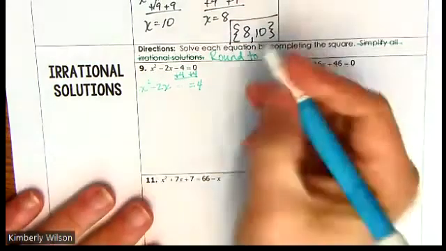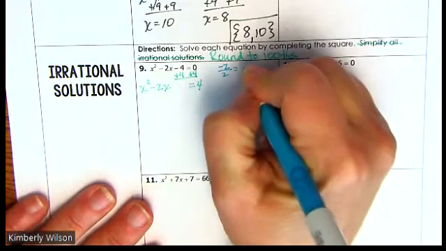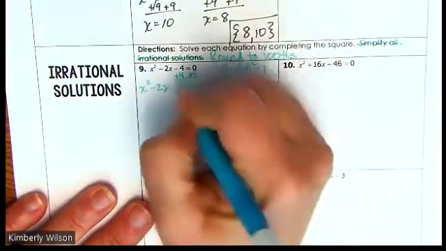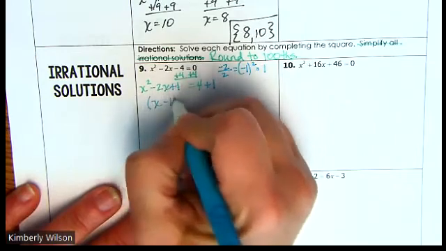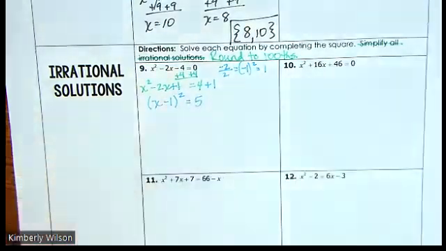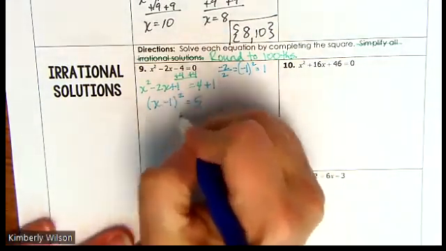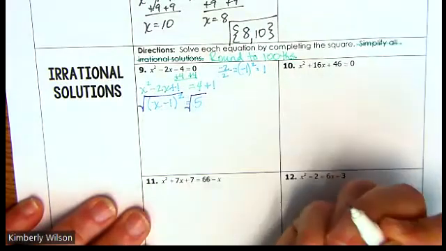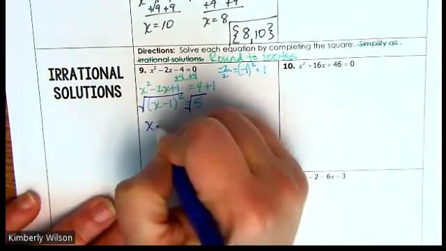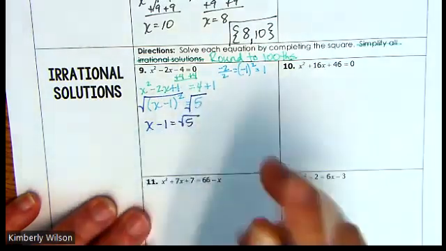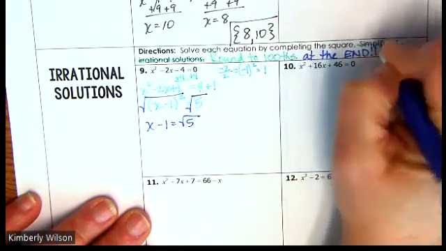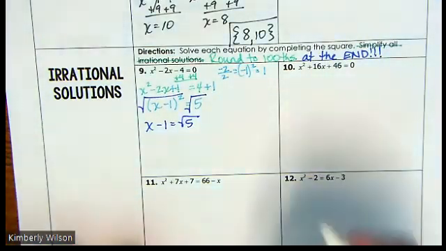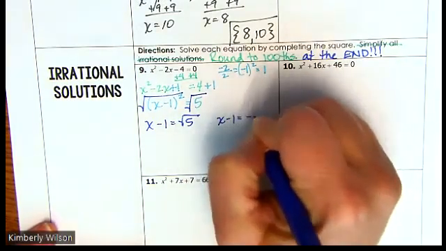And now we complete the square. So I have negative 2 divided by 2 equals negative 1, squared equals 1. So I'm adding 1 to both sides. So this is going to become x minus 1 squared equals 5. Now we take the square root of each side. So I'm going to have x minus 1 equals the square root of 5. Do not round. We round to the hundredths at the end. Then I have x minus 1 equals negative square root of 5.